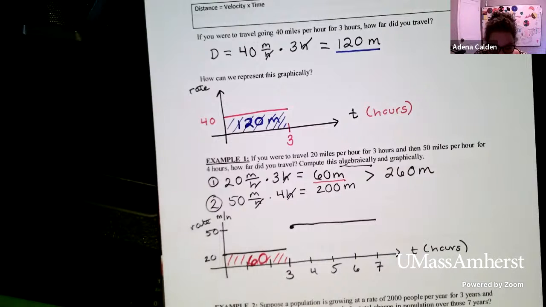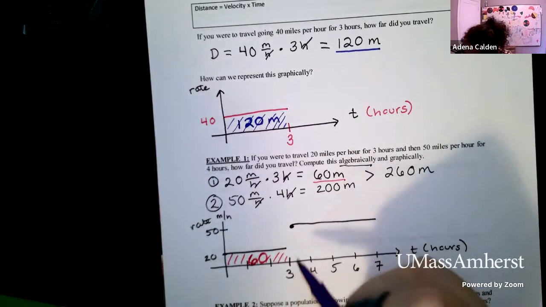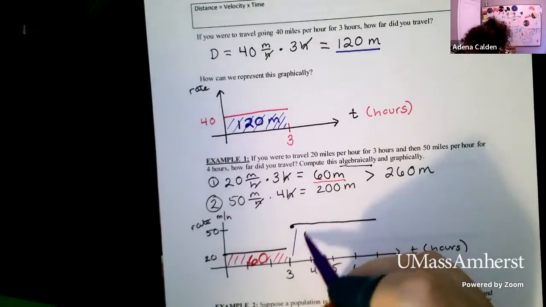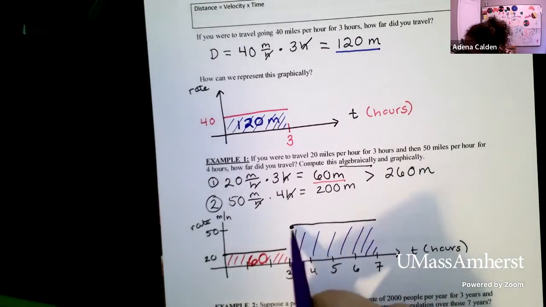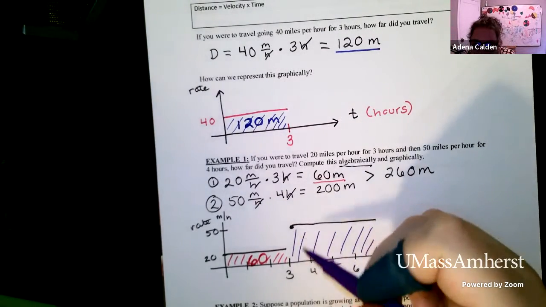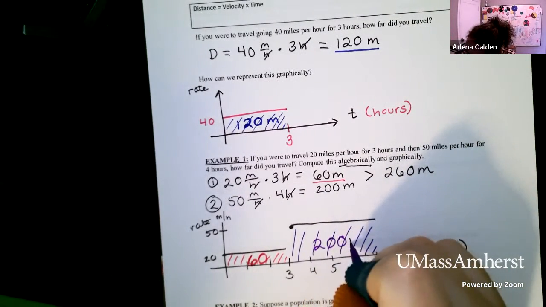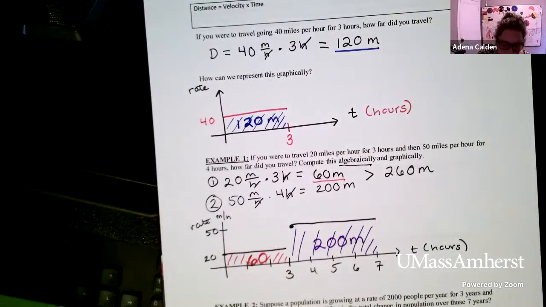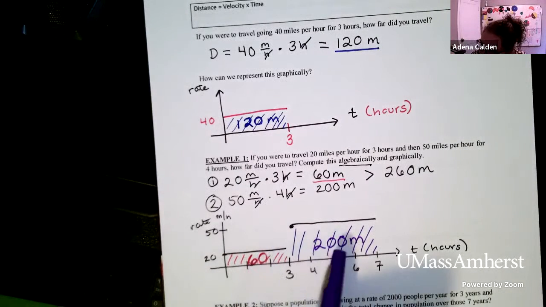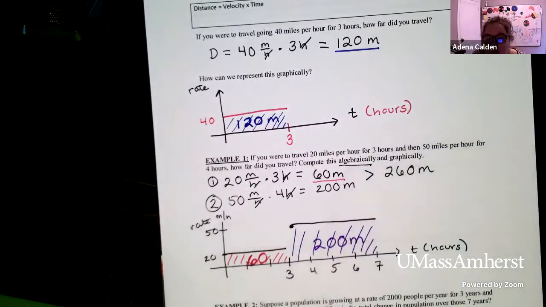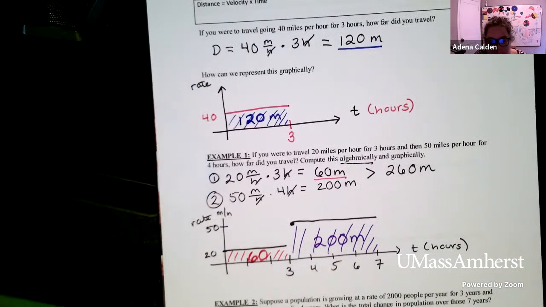So for the second part of the trip, if we look at the area, right? The width is 4 hours. The height is 50 miles per hour. So that area is 200 miles. So we would add the areas together, 60 plus 200, and we would get that 260 that we got from this setup of the algebra, okay?